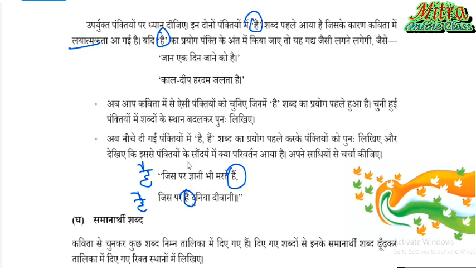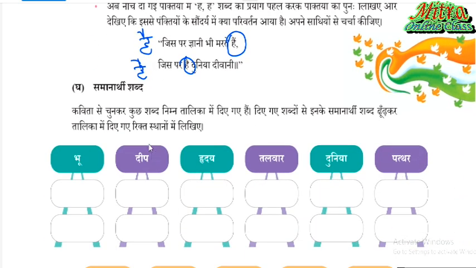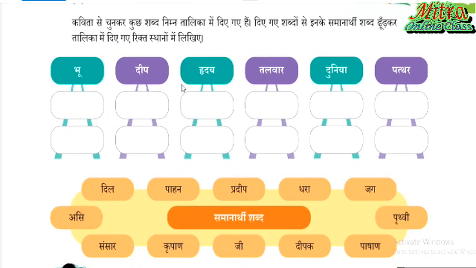So this is it, changing the rhythms of the demands. Next one is synonyms, समानार्थक शब्द. Synonyms are equal meanings. Then give the keywords. You're going to pick and write the synonyms.